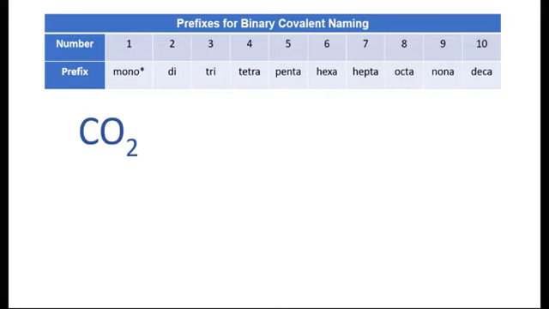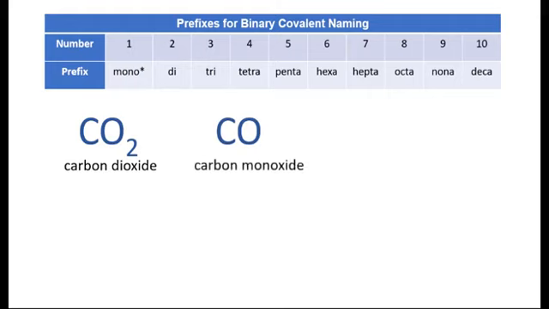If there's no prefix on the first element, we assume it's an implied one. Basically, we assume there's only one of those elements. So this is carbon dioxide, not monocarbon dioxide. We do use the prefix mono if it applies to the second element. So closely related to carbon dioxide is this compound. This is carbon monoxide because the mono here is applied to the second element. We can omit it for the first element, carbon, but we need to include it for the second element.